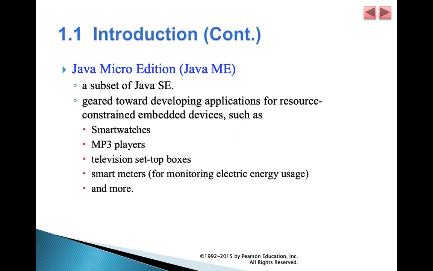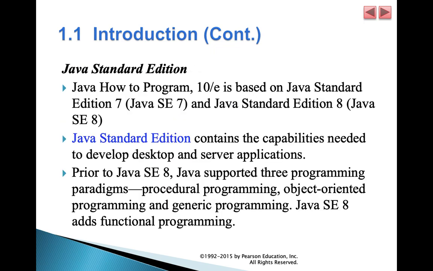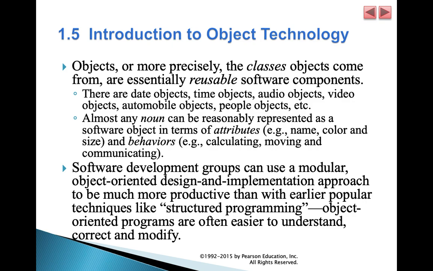And we also have Java Micro Edition. This is a subset of the standard edition, geared toward developing applications for resource-constrained embedded devices. For example, smartwatches, MP3 players, television set-top boxes, smart meters, and some devices like this. We can use Java Micro Edition for that. But in our course, we'll use the standard edition.